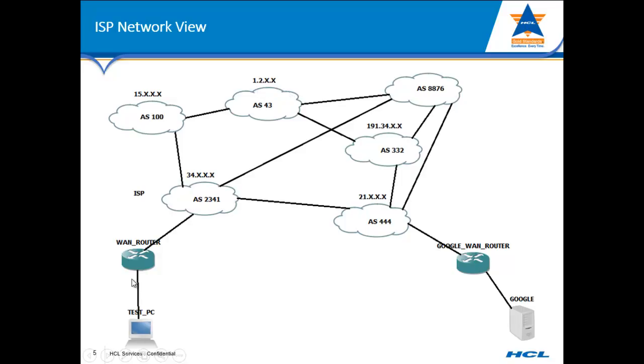And I am trying to connect to google.com. Using DNS, I know that it is the 21 series, and it is connected to an ISP, and the ISP knows that the 21 series is connected to autonomous system 444. Then it checks how to reach 444 easily. Can I go through this way? Yes, you can. Can I go through this way? You can. Can I go through autonomous systems 100, 43, 332 and 444?